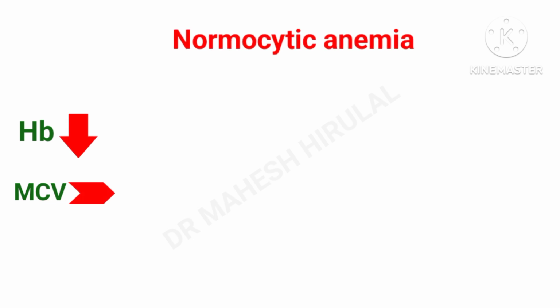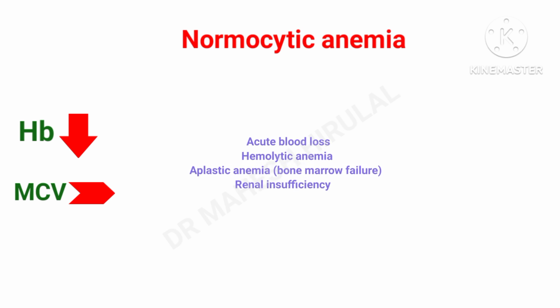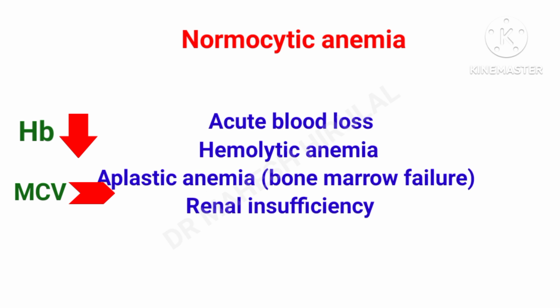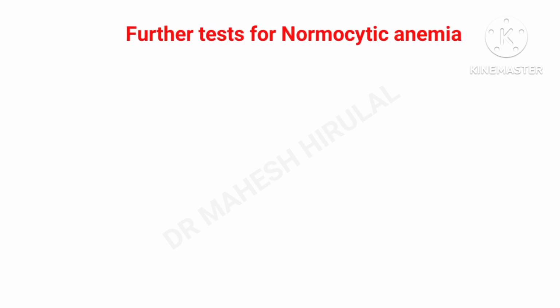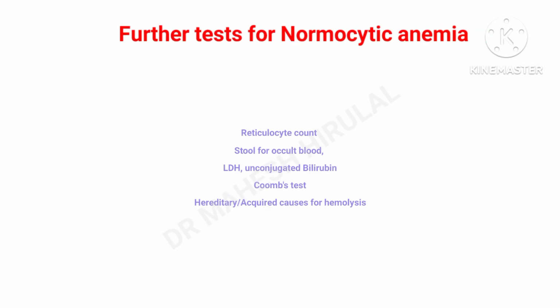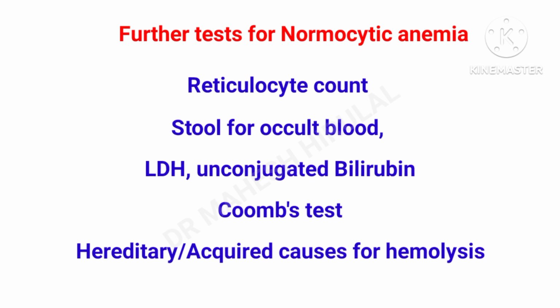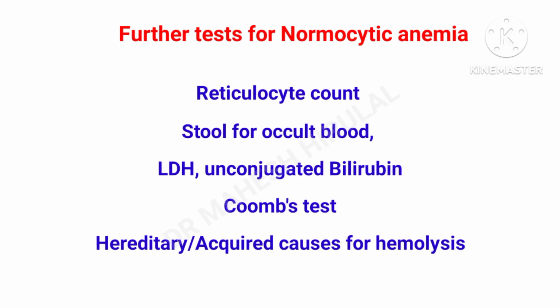If HB is decreased and MCV is normal, then it is considered normocytic anemia. The causes of normocytic anemia are acute blood loss, hemolytic anemia, aplastic anemia, and renal insufficiency. Then observe the RBC count and hematocrit. To evaluate normocytic anemia, reticulocyte count, stool for occult blood, LDH, unconjugated bilirubin, and Coombs test can be used to pinpoint the diagnosis. Different hereditary and acquired causes of hemolysis have to be assessed in normocytic anemia.